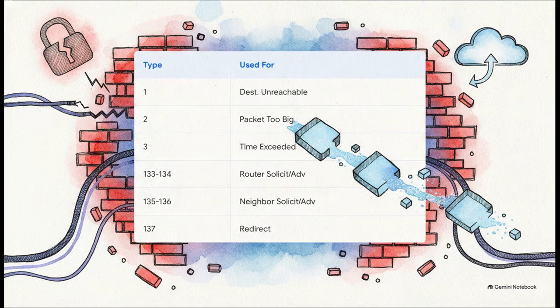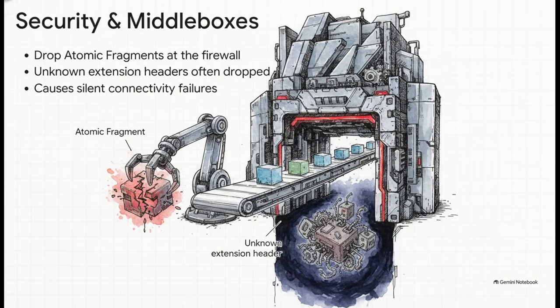Specifically, Type 2 for packet too big. That is literally what makes path MTU discovery work. If you blindly block all ICMP traffic like we used to do in IPv4, your network will simply break. No way around it. Now, while we definitely must allow those ICMPv6 types, we still have to consider security.